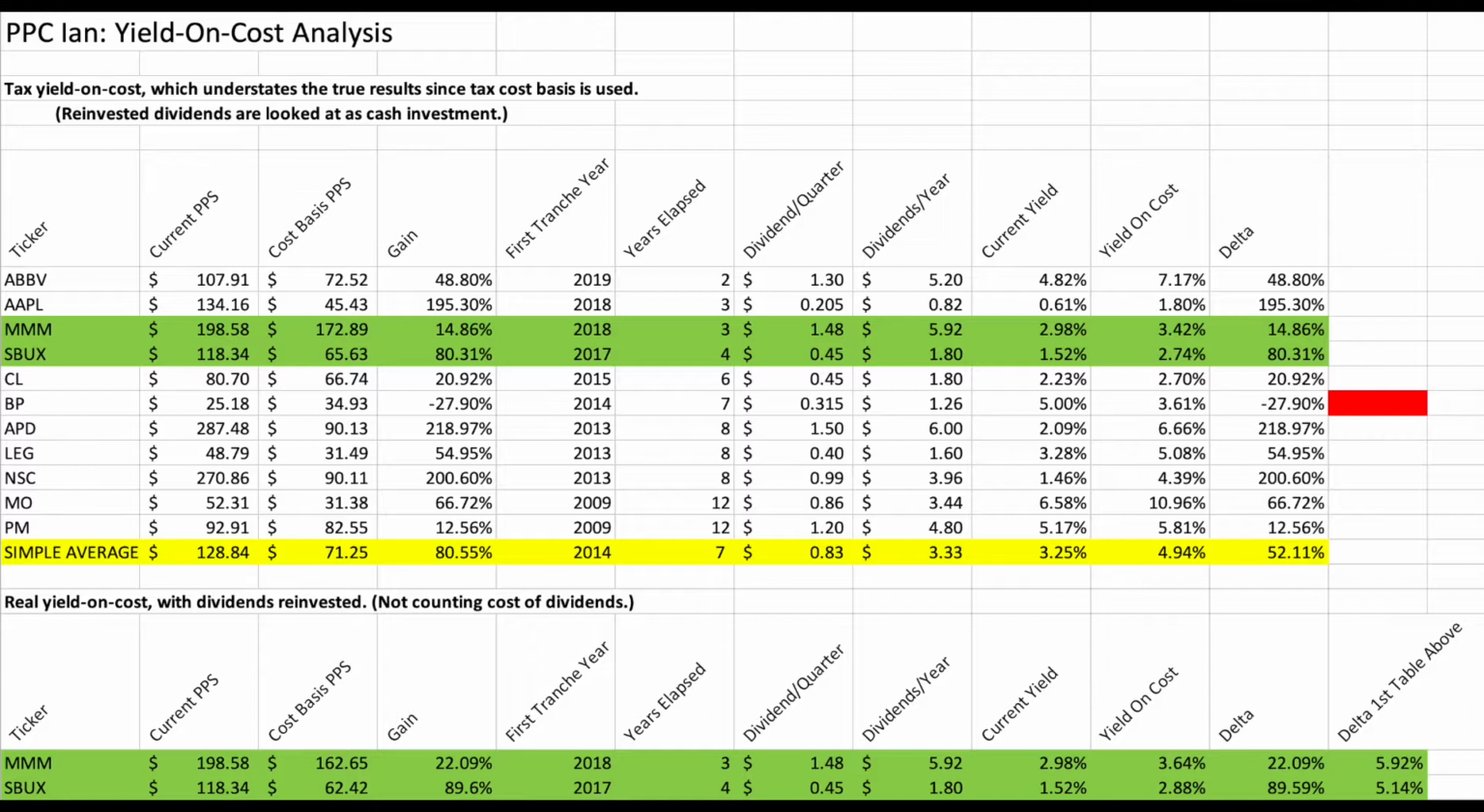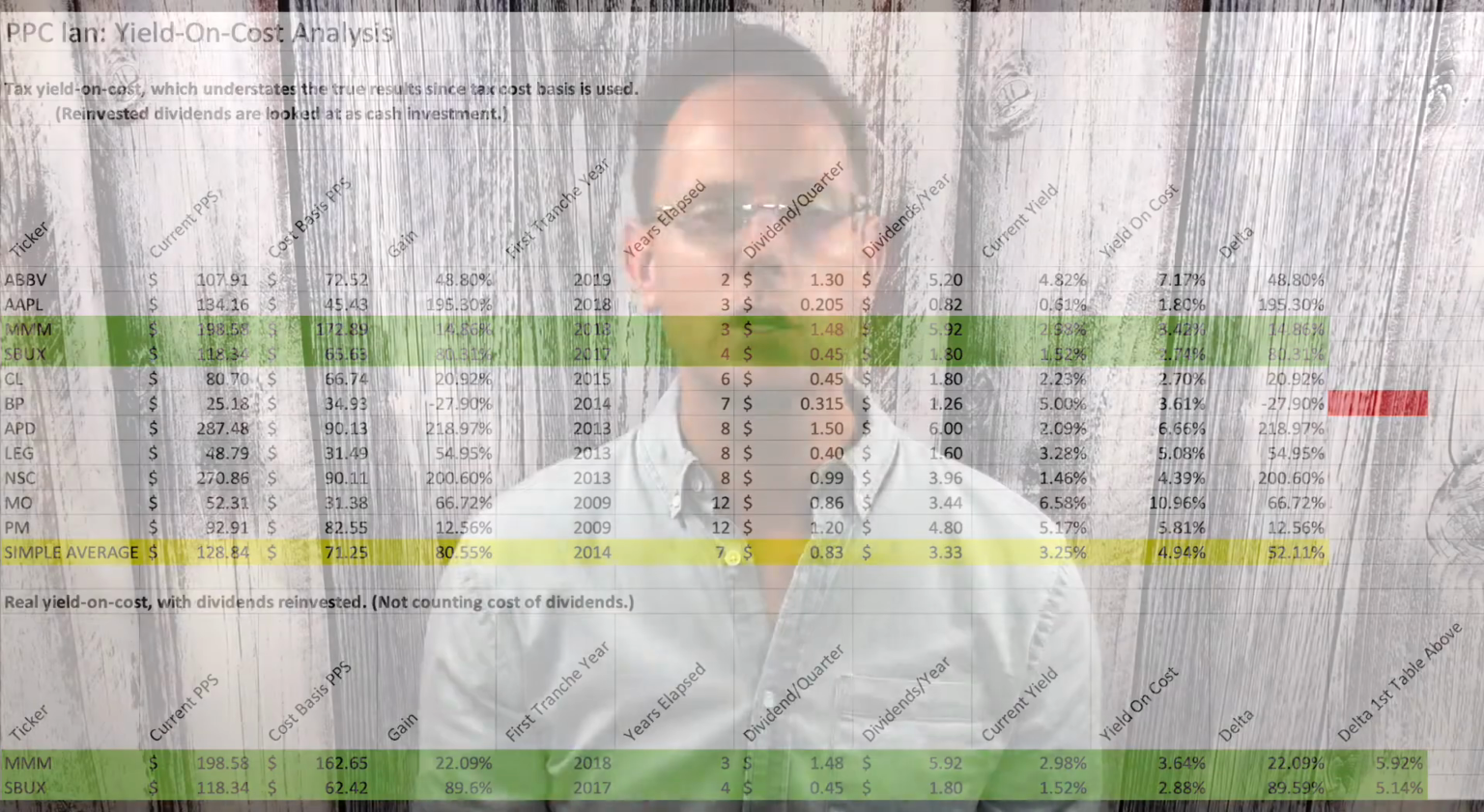And so I'm going to go through these stocks. First one is AbbVie. And so the current price is $107.91, and my cost basis was $72.52. Now, when I say cost basis, this is my cost basis on all tranches that I bought and on all dividends reinvested. And so it's my total cost basis.